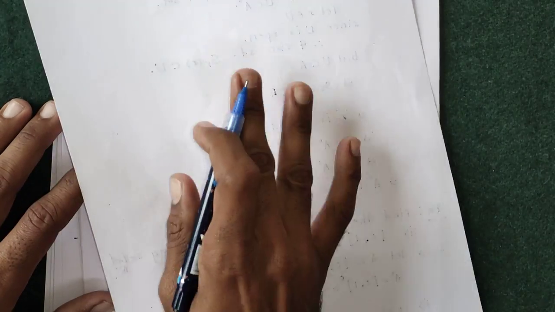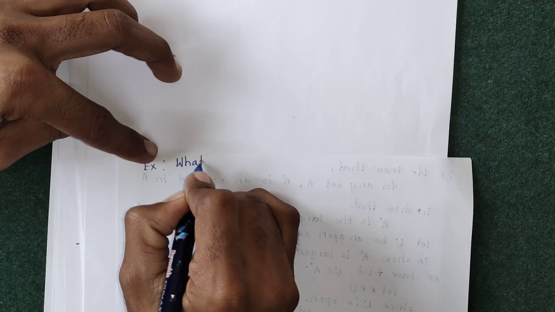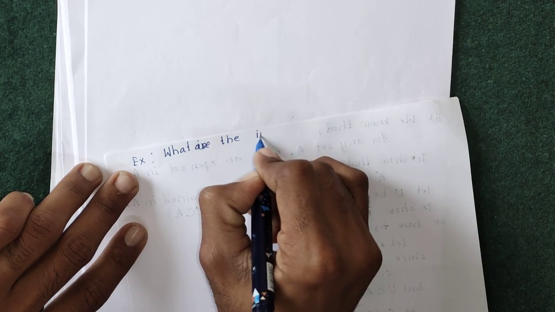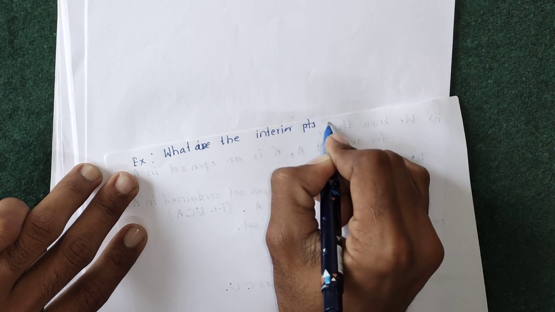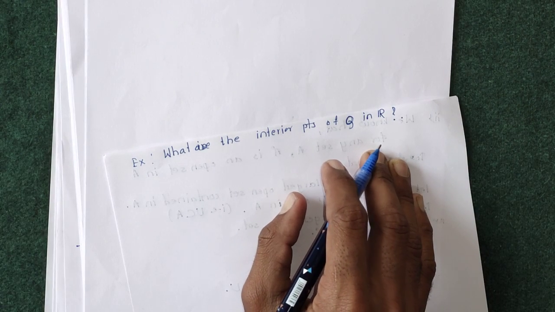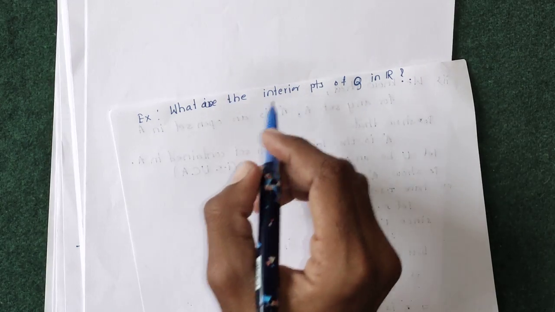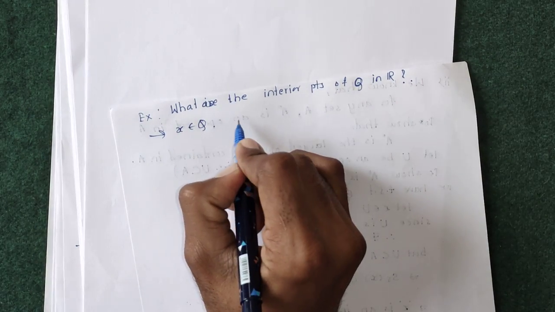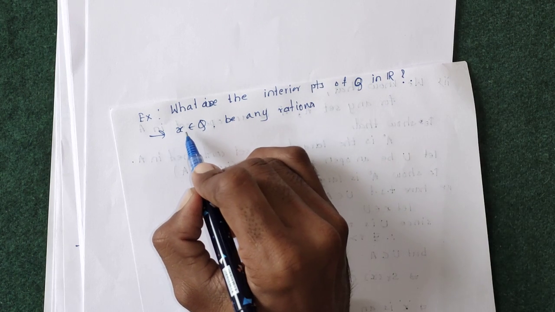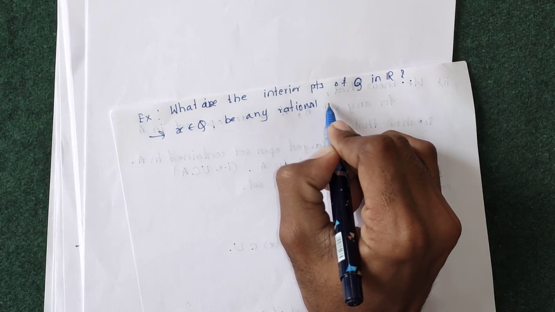Now the next example: what are the interior points of Q in R, the set of rational numbers in R? Take any element x belonging to Q, any rational number. To prove it is an interior point, we have to find some radius greater than 0 such that the open sphere S_r(x) lies inside Q.